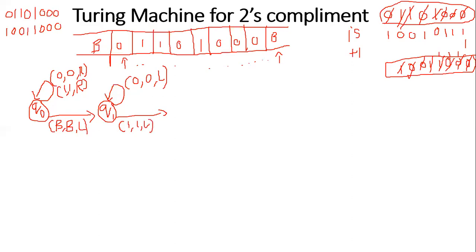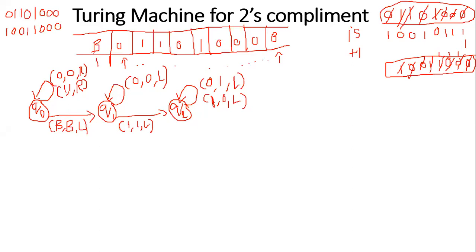And what about the remaining input from there onwards? The moment you find the first one, from there onwards, what to do for the remaining input? Complement the remaining input. Replace 0 with 1 and move to the left side. Replace 1 with 0 and move to the left side. This process will keep repeating until you find the blank space.